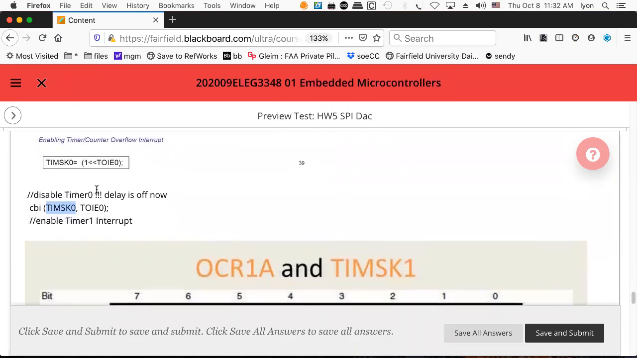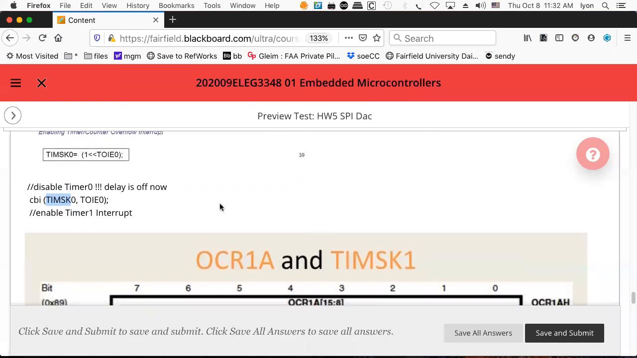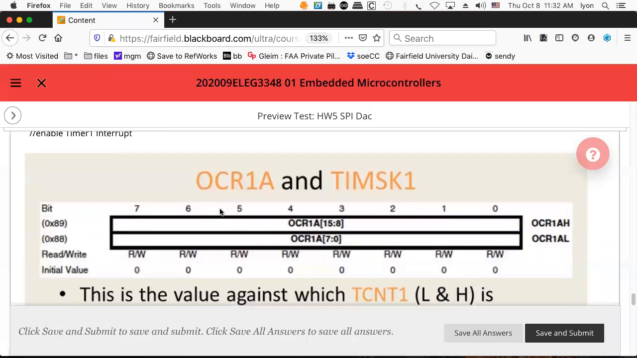So disable timer 0, delay is now off. I think that's clear. This has to be enabled. This has to be set. So I would use SBI if I wanted to turn the timer back on. Okay, that sounds fine.